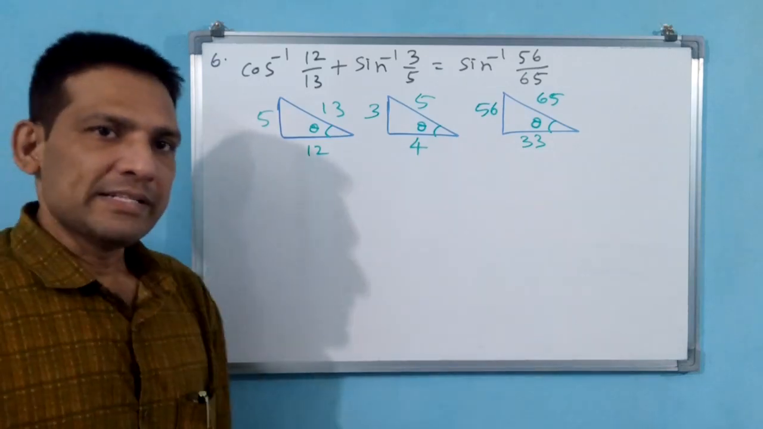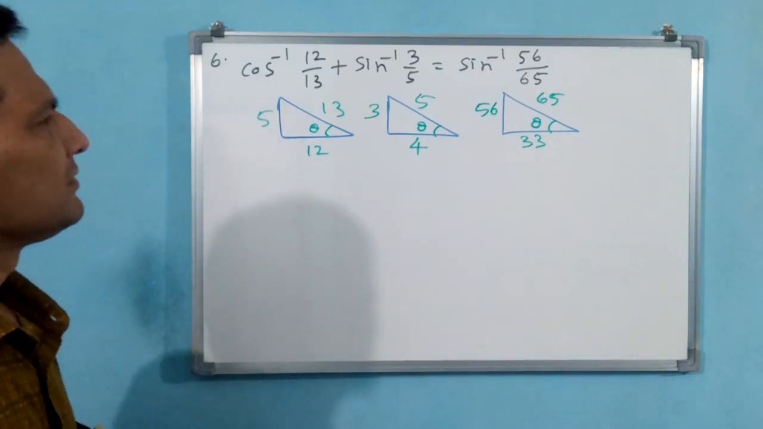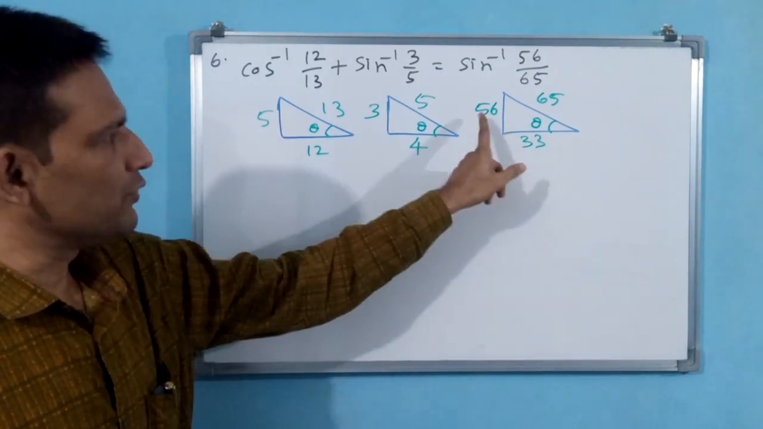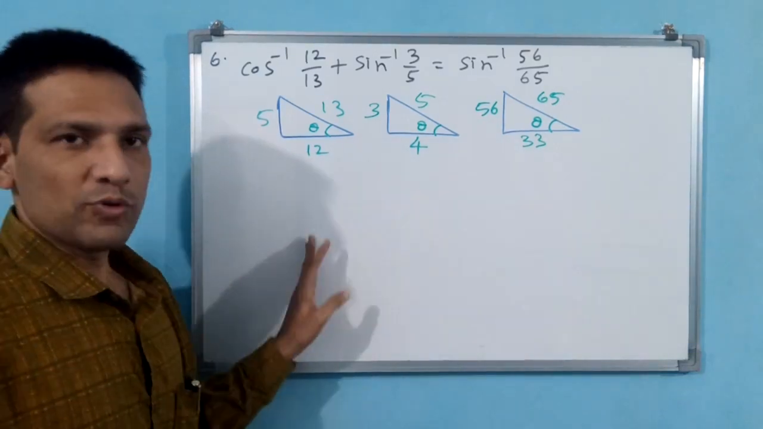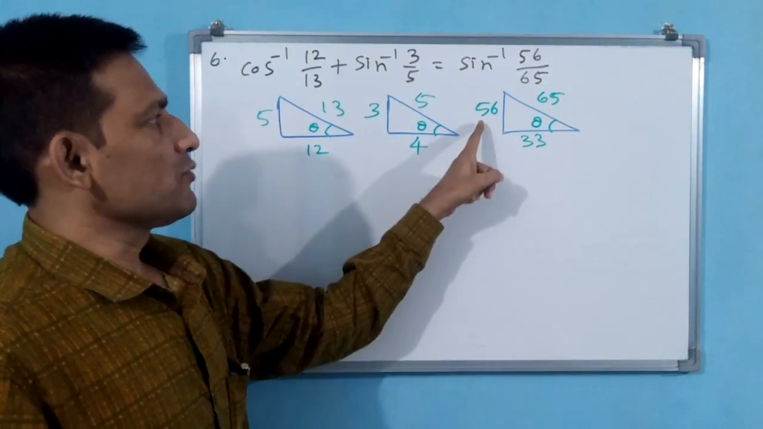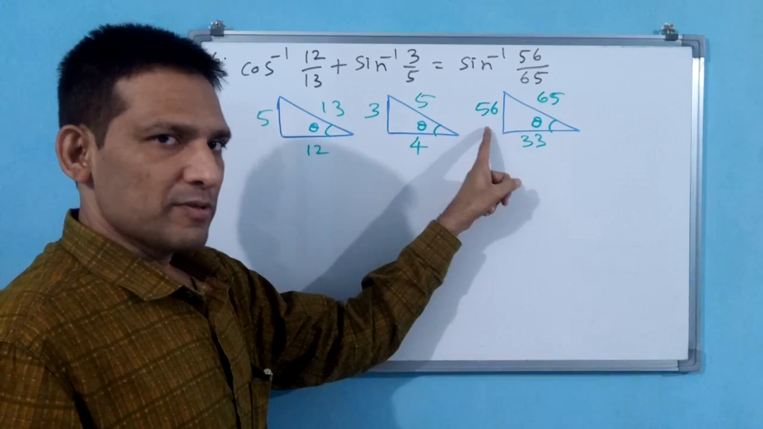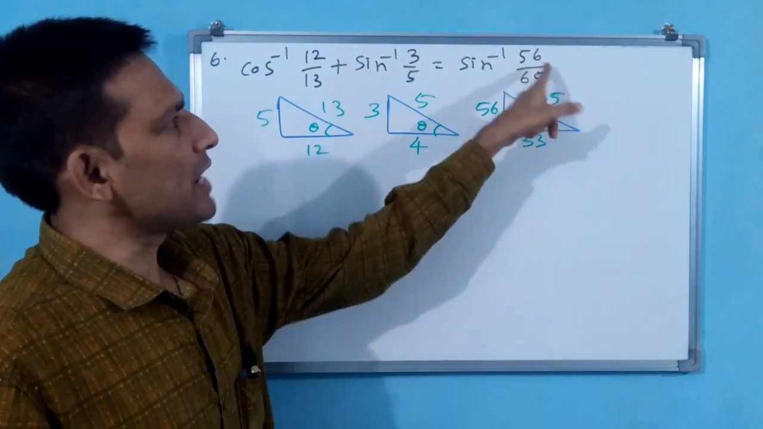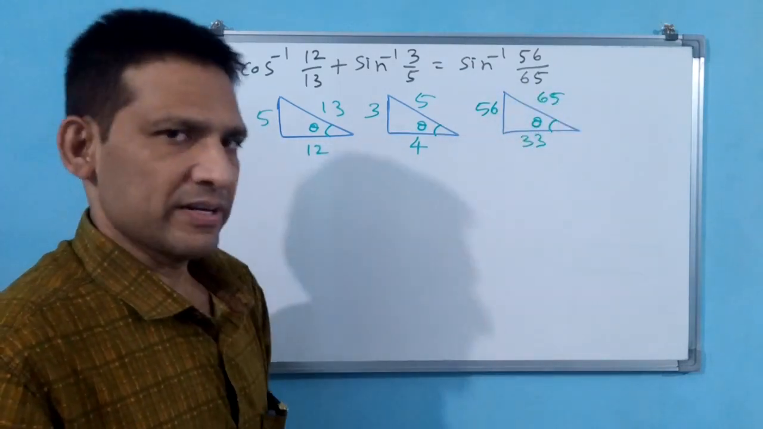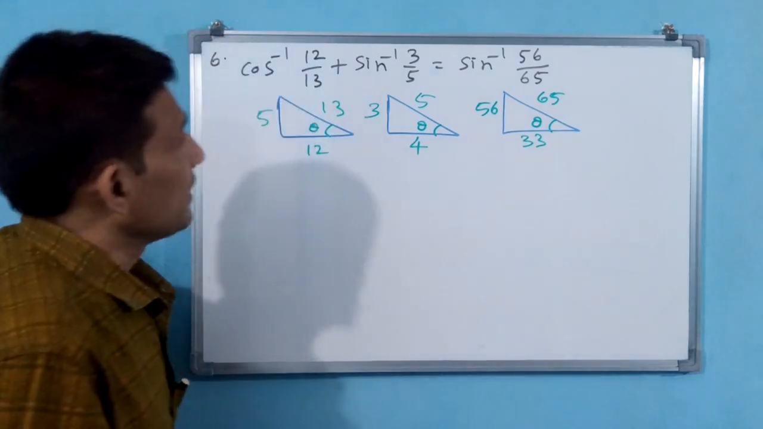Now you convert all into tan. Or else the last one you don't convert, but you know tan. You convert these two into tan. Finally the answer is going to come tan inverse 56 by 33. That is equal to sin inverse 56 by 65. You can write. Okay. Let us do.